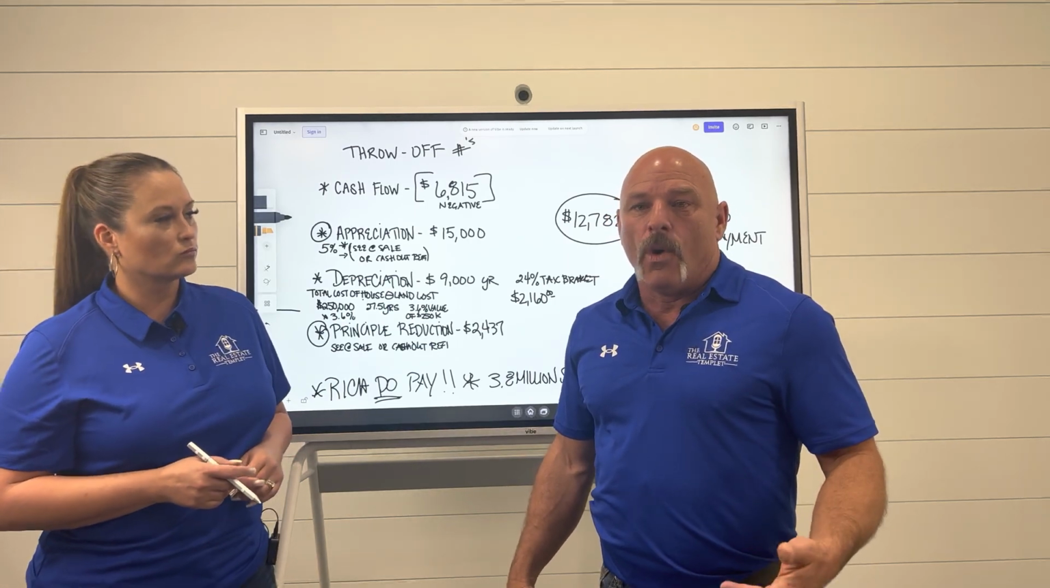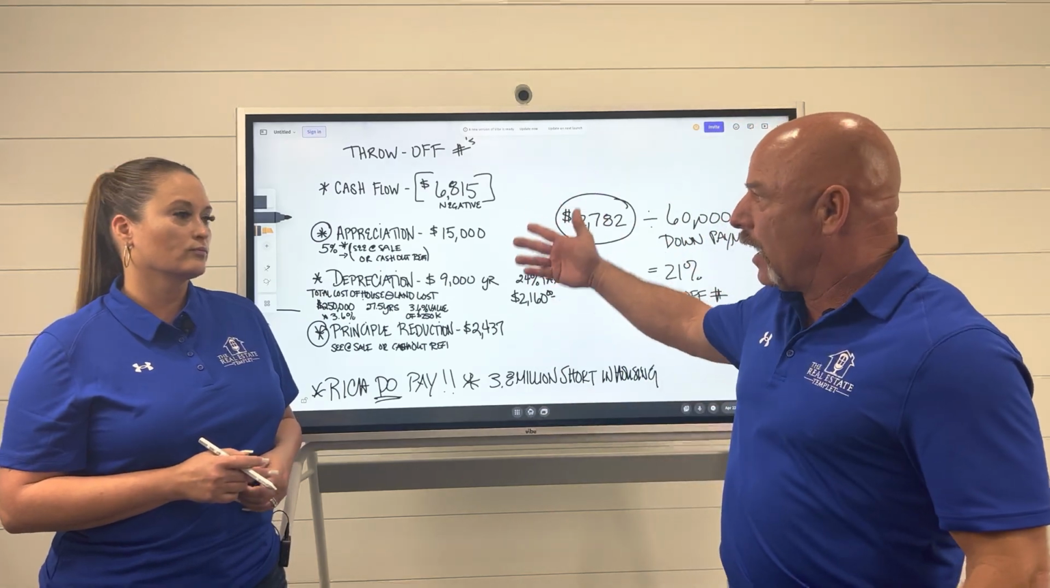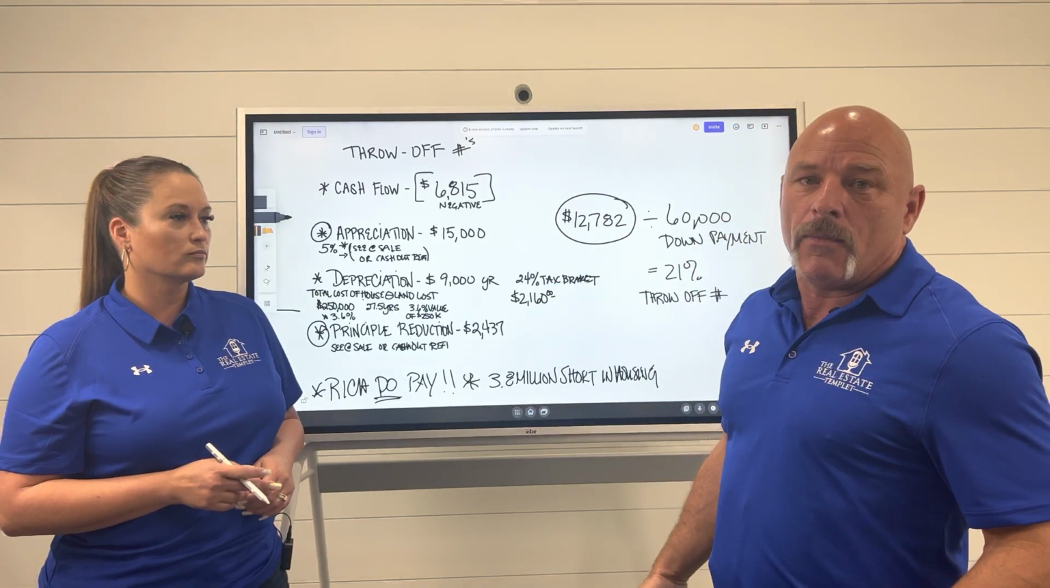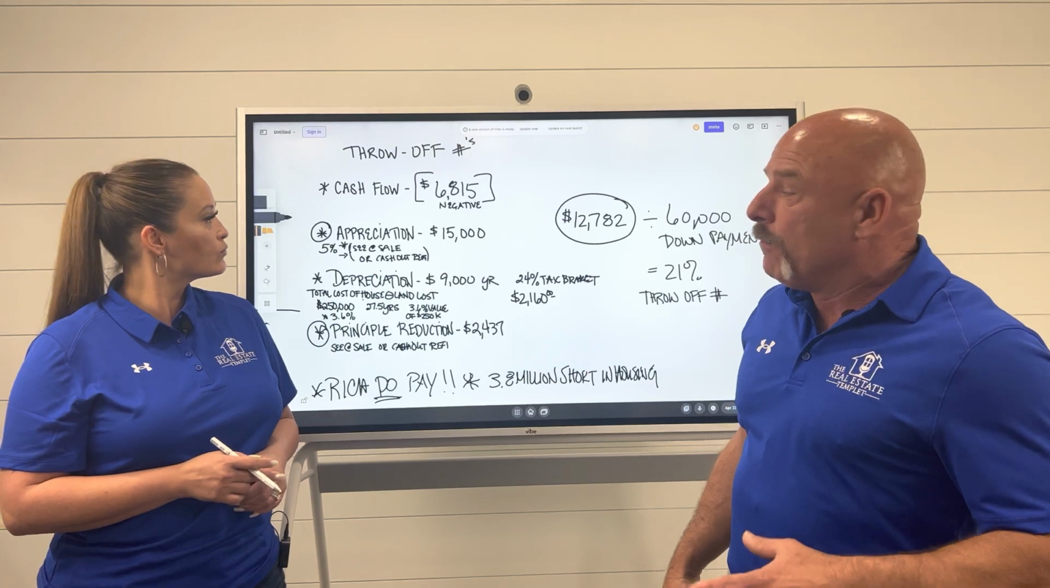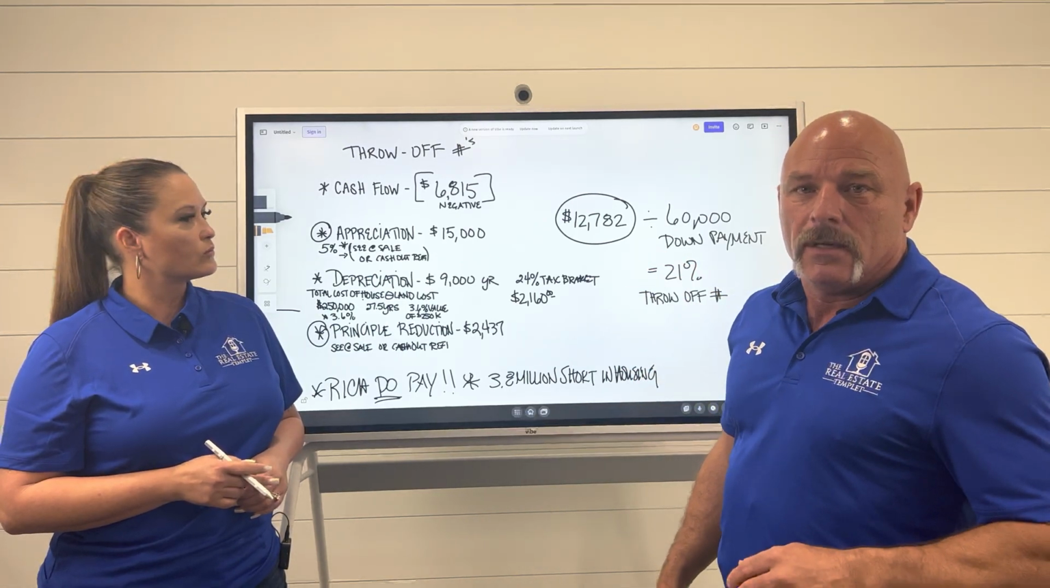Maybe you're making $400,000 a year. Okay, if you're making $400,000 a year, I would do the deal. That wouldn't be a big deal for me. But I really think that you can do better than this 21%. So I probably would just look at that.